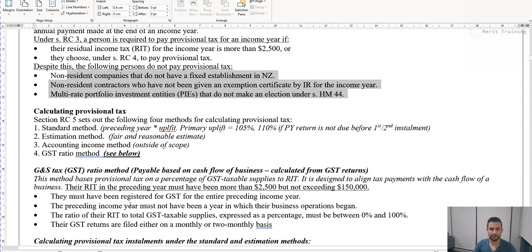Okay, so how do you actually calculate how much tax you have to withhold, to pay the government each month? Well, there's basically 4 methods in order to actually calculate what your provisional tax is. So number 1 is the standard method. So the formula is just over here.